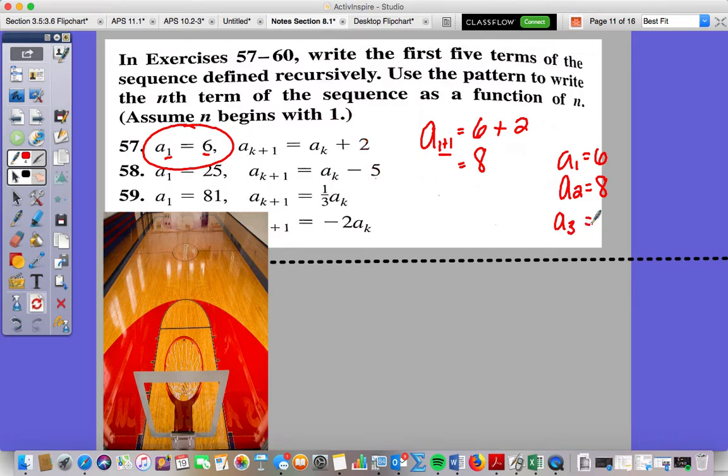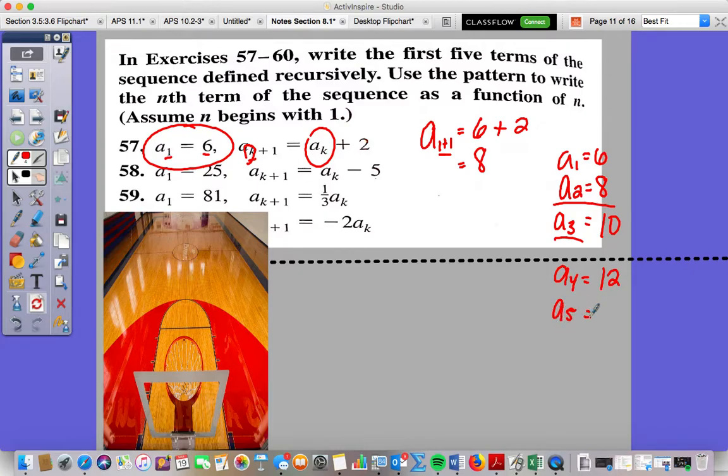And you say, Coach, what would I do to get a sub 3? Well, I would plug 8 back in for a sub k. Sorry, because I'm plugging 2 in, 2 plus 1 is 3, so a sub 3 is equal to 8 plus 2, which is 10. You'll see a pattern. For a sub 4, I'll plug 3 back in for k, and 10 back in for a sub k, and we get 12.